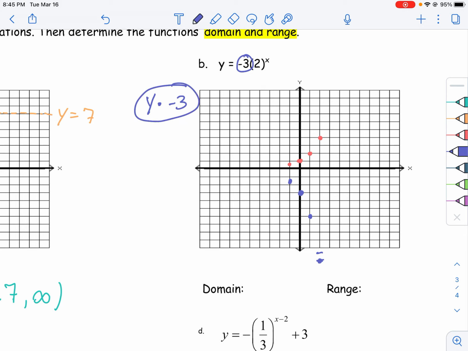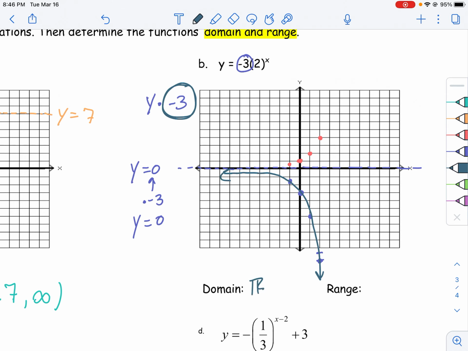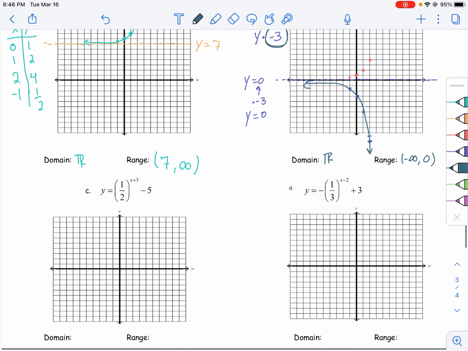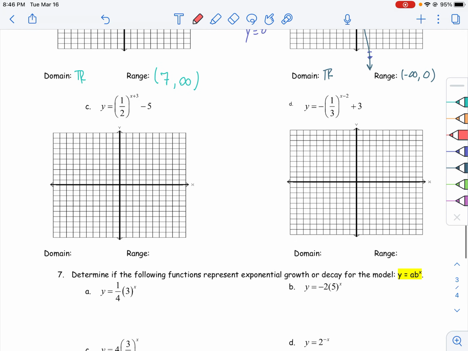Whenever we have this, right, we have y multiplied by negative 3. This still exists, our horizontal asymptote. It's at y equals 0. Well, if you take that 0 and multiply it by negative 3, guess what? It's still y equals 0. So the horizontal asymptote does not move because of an a value. So then we can graph this, and it'll look just like that. Our domain, all real numbers. The range this time, though, is from negative infinity up to 0, but not including it because it never touches or crosses a horizontal asymptote. Okay, next one.